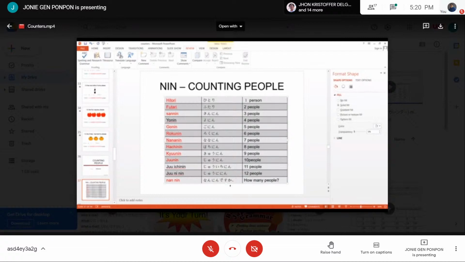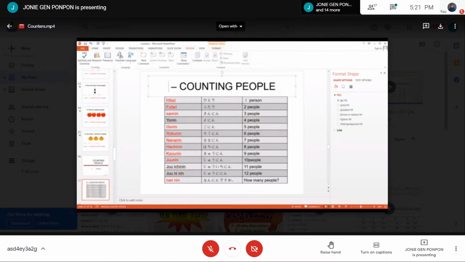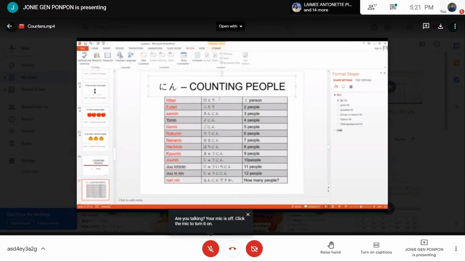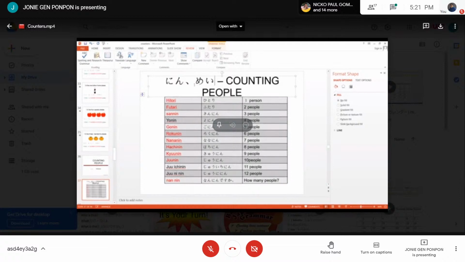So if you say 1 person, that will become hitori. Okay, not ichinin, but hitori. There is a certain suffix na rin, the mei. Okay, pwede rin kasi yung counting people ang mei. This one here, the mei. In this case, kasi, yung mei is a parang honorific equivalent ng nin.